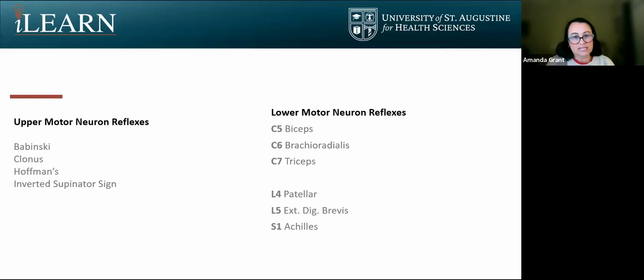Here's your upper motor neuron reflexes I spoke about, as well as your lower motor neuron reflexes. So remind, hyperreflexive upper, hyporeflexive lower. Maybe say it like in a squeaky voice. Upper motor neuron is hyperreflexive versus lower motor neuron is hyporeflexive.